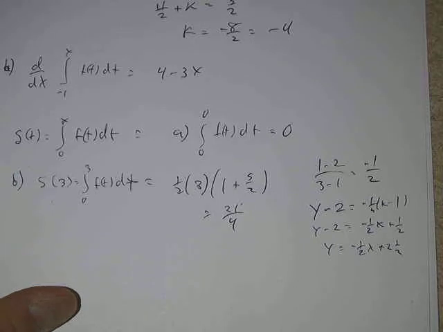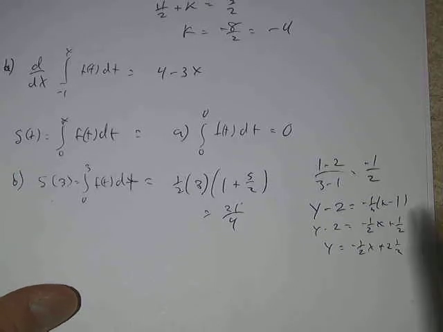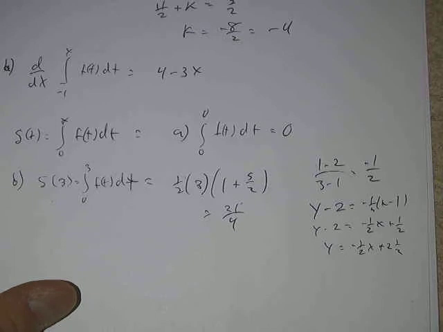How are you finding this area? Because it's a trapezoid? Yeah. And that shape right there, that goes from 0, 0 to 3, 1. If you draw a line down from 3, 1 down to the x-axis, that would be a trapezoid, wouldn't it? And what's the area for a trapezoid? 1/2 times height times base 1 plus base 2.